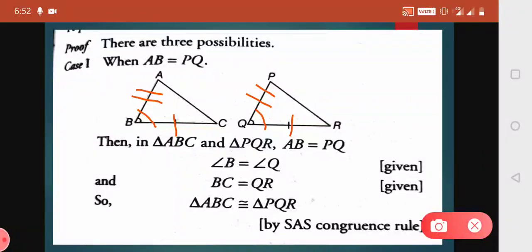Again, in the first case we suppose that side AB is equal to side PQ. Then in triangle ABC and triangle PQR, as we have supposed, AB equals PQ. This is the first part. Then it is already given that angle B equals angle Q, and BC equals QR, which we write in the bracket as both given. So according to SAS congruence rule, triangle ABC will be congruent to triangle PQR. This is case 1.